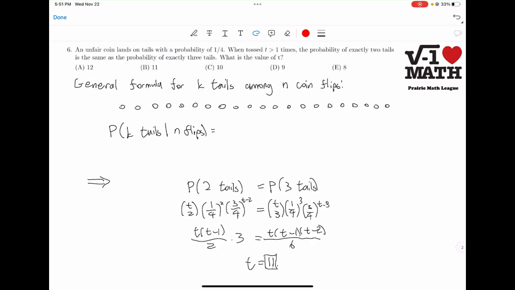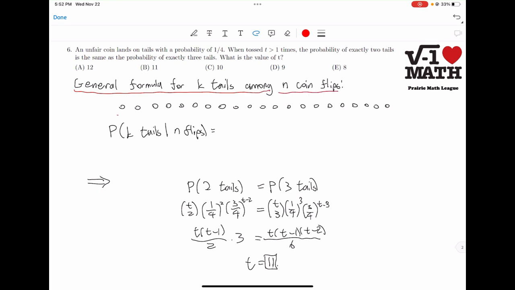Alright, now we'll move on to problem number 6. An unfair coin lands on tails with a probability of 1/4. When tossed T greater than 1 times, the probability of exactly 2 tails is the same as the probability of landing exactly 3 tails. What is the value of T? For this kind of problem, it's going to be difficult unless we find the general formula for K tails among N coin flips.